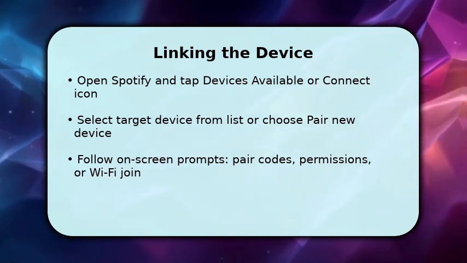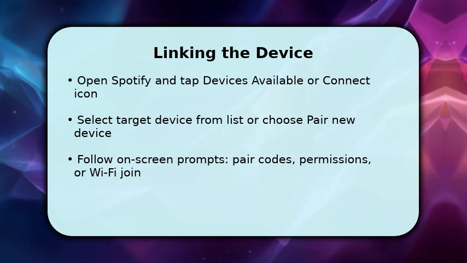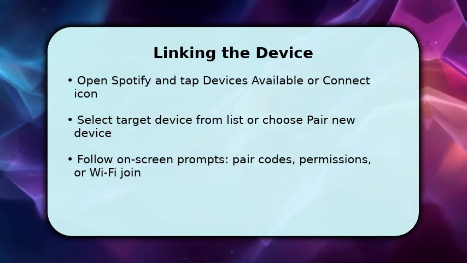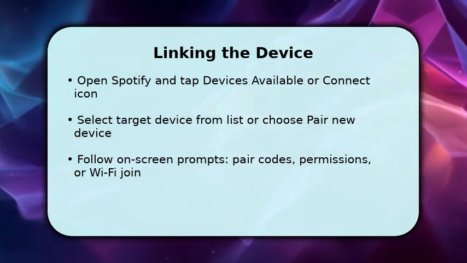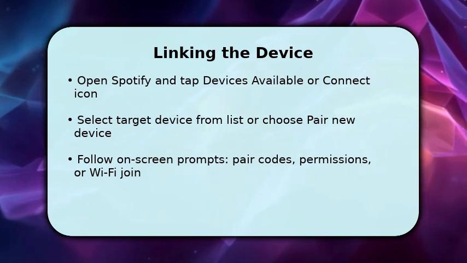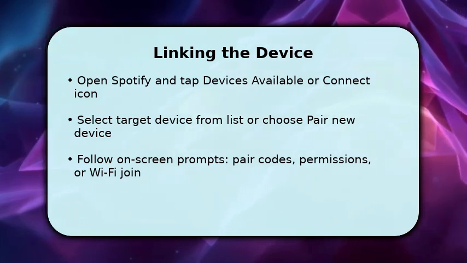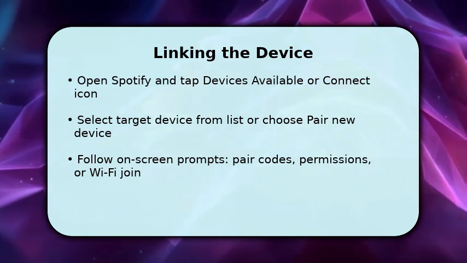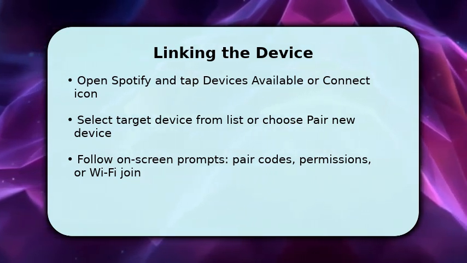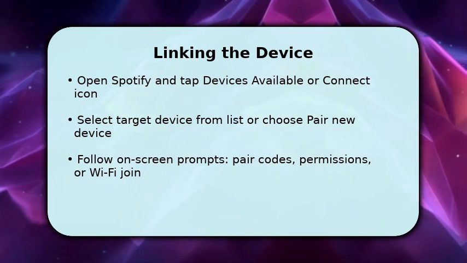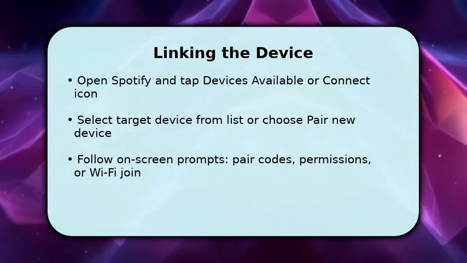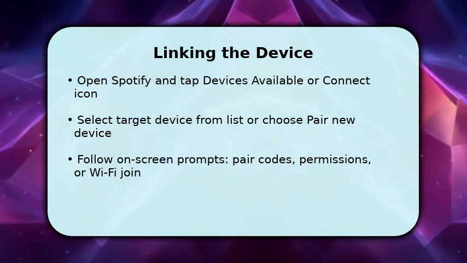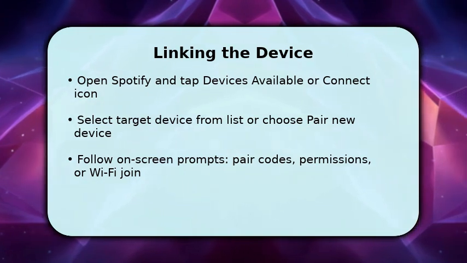This shows all compatible endpoints. Make sure to choose the correct device name. Phones, speakers, TVs, and consoles may appear similarly. When prompted, accept pairing codes or grant permissions so Shopify can control playback. For smart TVs, you may need to enter a code. If the device requires Wi-Fi credentials, enter them now. Finishing these steps links playback control and library access.